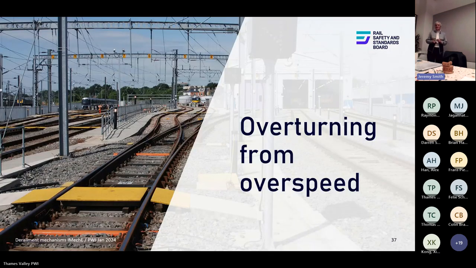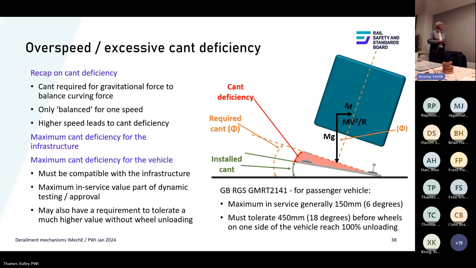Final, overturning. Not overturning from wind. We do have overturning from wind. It's not very common here. This is overturning from overspeed. And I'm sure you're all familiar with cant and cant deficiency, and I've touched on it earlier. The cant on the track can only be right for one speed for the curve. So if you're going slower than that, you've got too much cant excess. If you're going faster than that, you've got not enough cant, cant deficiency.